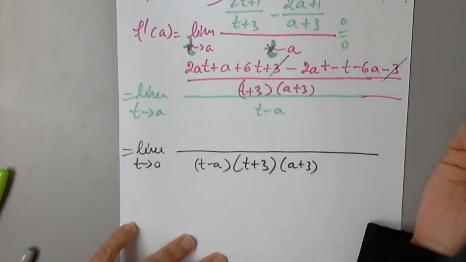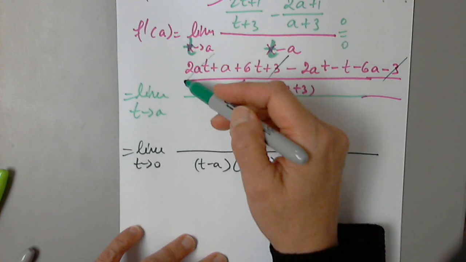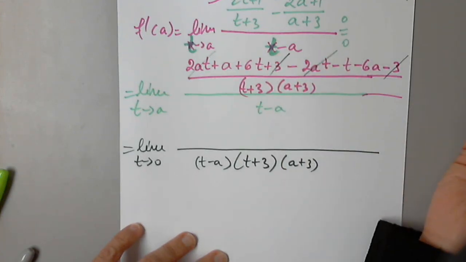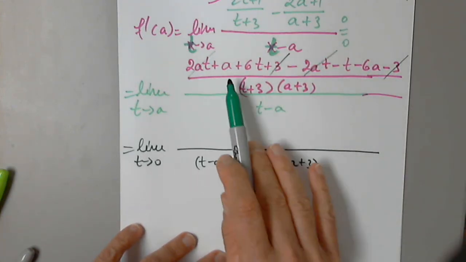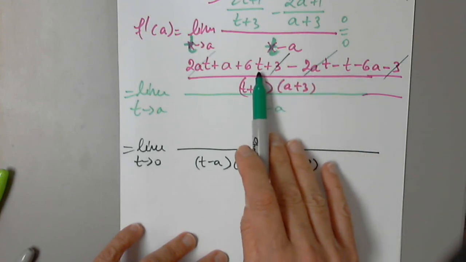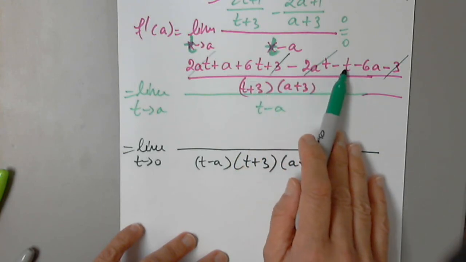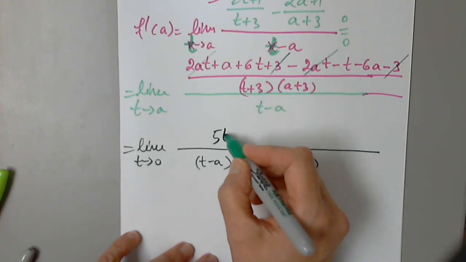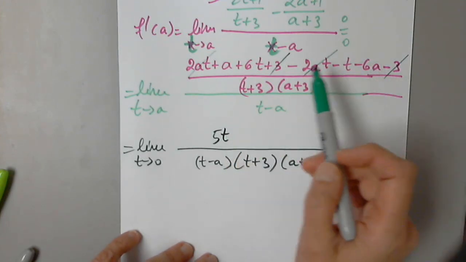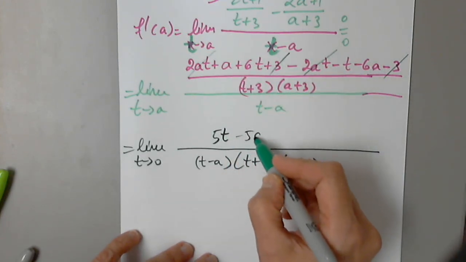Negative 3 with positive 3. Negative 2at with positive 2at. And I see 6t with minus t, which is 5t. And I see negative 6a with plus a, which is minus 5a.